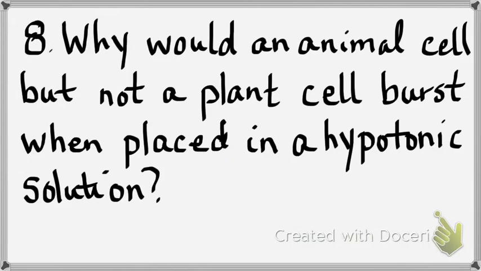Easy question number 8. Why would an animal cell but not a plant cell burst when placed in a hypotonic solution? Because of why? No cell walls. Animals have no cell walls. But okay on that. It's excellent.